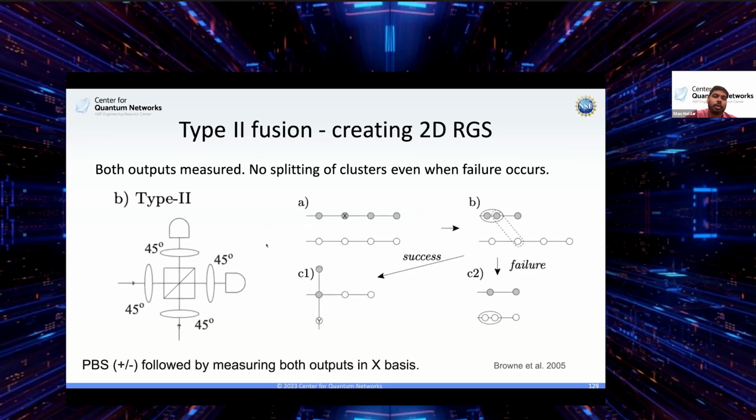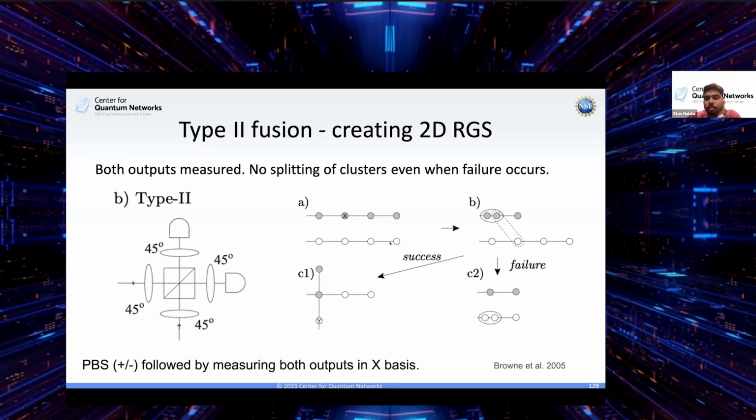Okay, so now what does type 2 fusion do? Type 2 fusion is also very similar, but here you use a polarizing beam splitter which discriminates between the plus and the minus polarizations. And at the end, instead of measuring just one of the photons in the X basis, you measure both of the photons in the X basis, right?